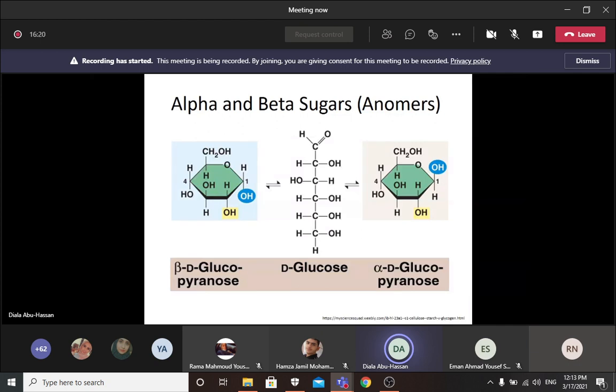And remember that the beta glucose is more stable than the alpha glucose because of the lower steric hindrance. We have two OH groups, as you can see in here. And here the OH groups are in the opposite directions.